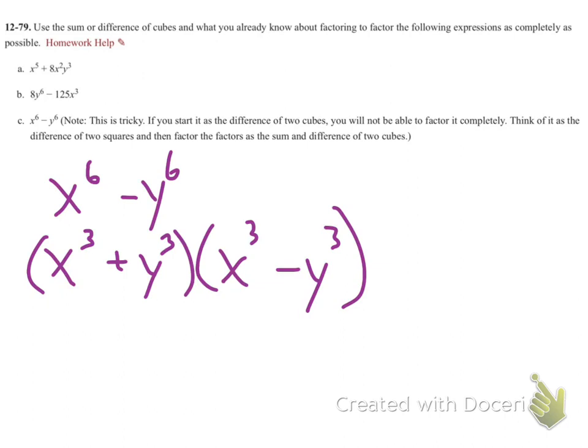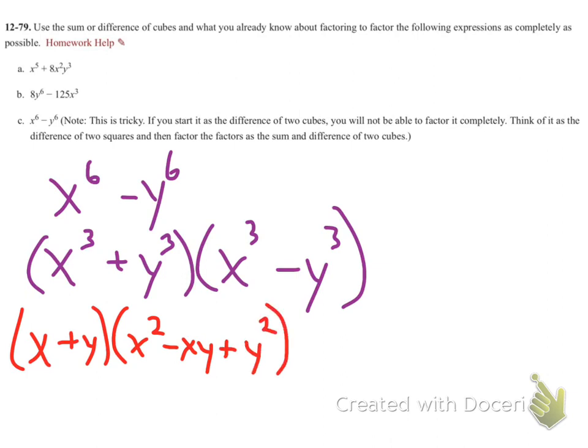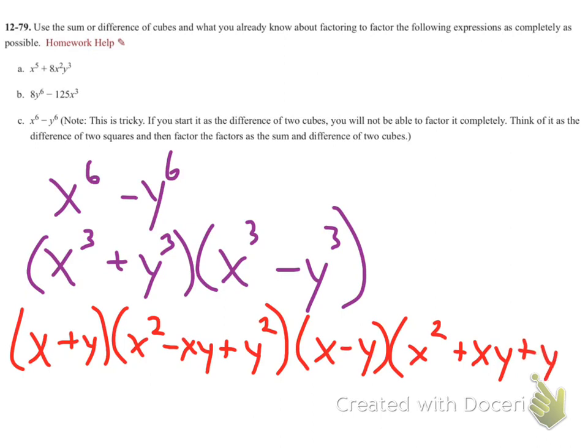For the sum of cubes, I'm going to get x plus y times, and now just like I did for the first problem A, I'm going to get an x squared, switch the sign, xy, always a plus, and y squared. For my difference of cubes, I'm going to have an x minus y, because the sign here stays the same, times x squared, switch the sign, multiply them together, always a plus, and y squared. And that is now completely factored.